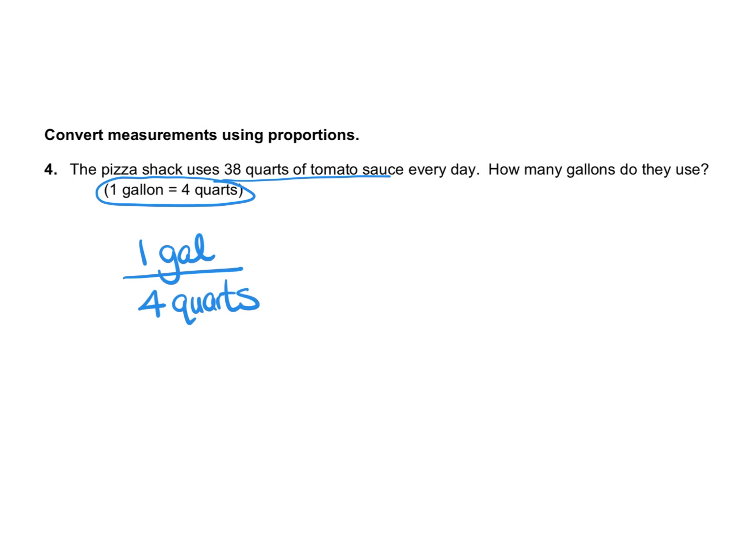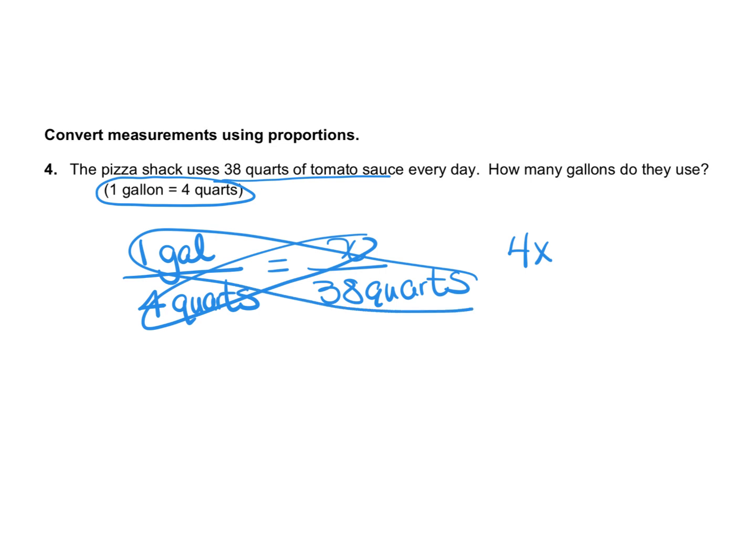Now if I go back and it says the Pizza Shack uses 38 quarts of tomato sauce, well, what I know then is because they're labeled here, it makes it a lot easier. I'm just going to put my 38 on the bottom. And in this case then, I'm going to do the cross multiply and divide. So I'm going to take 4 times x and I get 4x. I'm going to take 38 times 1 and I get 38. And now let's go ahead and continue to solve by dividing by 4. And I would then end up with 9.5 gallons.